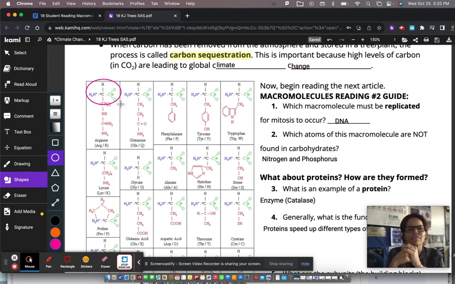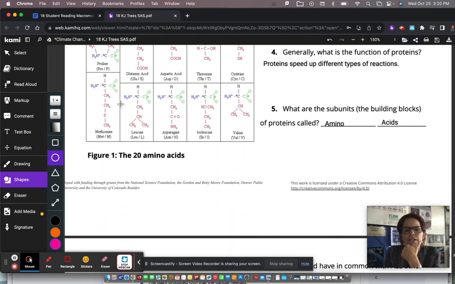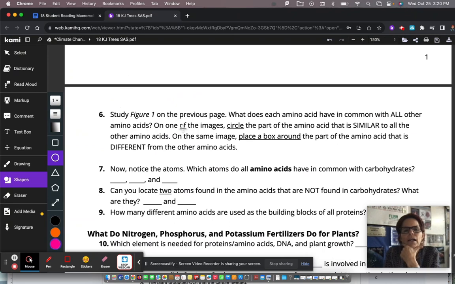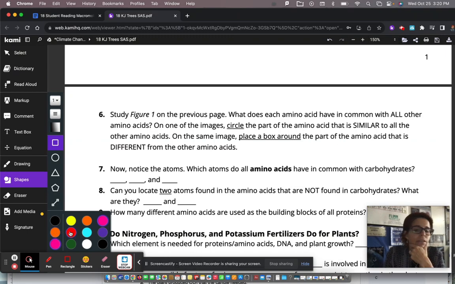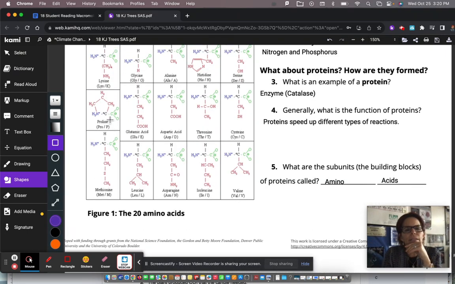Hey, that's the circle. Okay, that's the part that's the same in all of them. So then it says, on the same image, place a box around the part of the amino acid that is different. So that's all the red sections. So let me change colors. I'll do, well, it's not a different enough color. Let's try purple. There we go. And we're going to place a box around it.